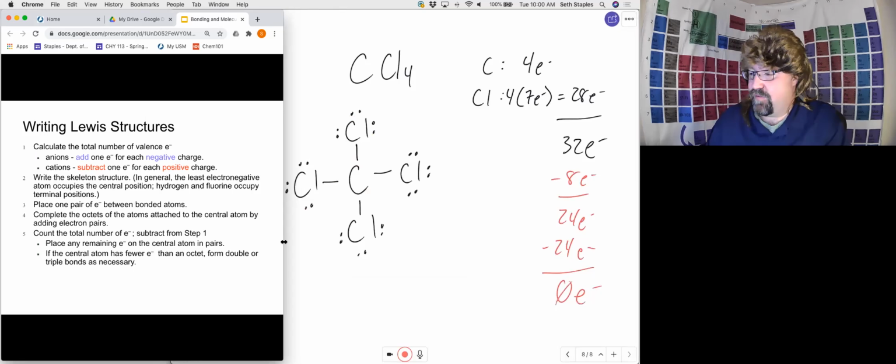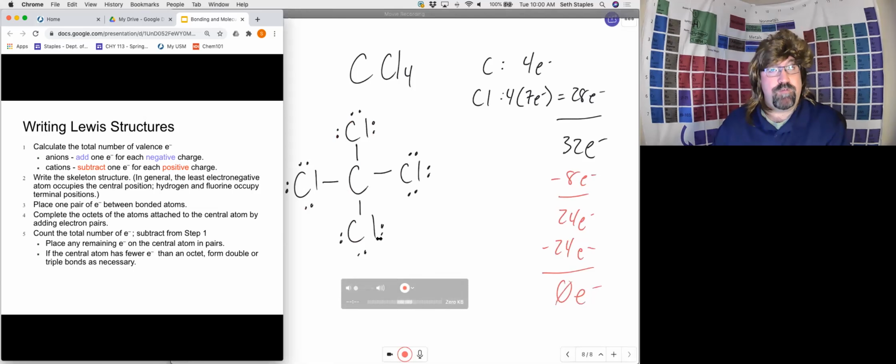Now let's check to see if everything has an octet. Carbon has 2, 4, 6, 8 electrons around it. Carbon's good. Chlorine, 2, 4, 6, 8 electrons around it, and every chlorine is the exact same. Every atom has an octet. I have a correct Lewis structure for carbon tetrachloride. Easy as that. Let's look at a few more examples.